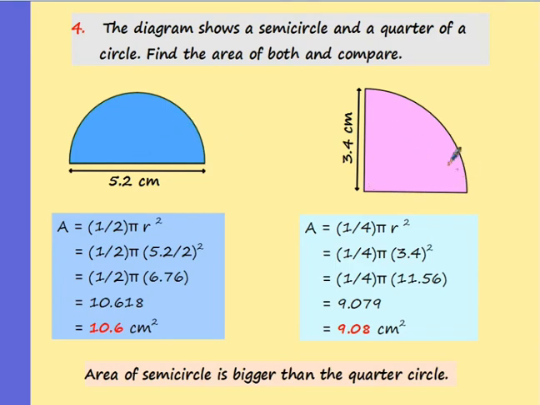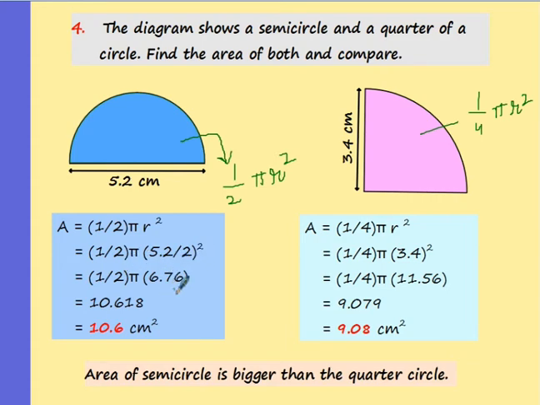They are asking, can you just guess which is bigger in area? We cannot guess it, we have to find which is bigger in area. So let us find the area of the semicircle, which will be half pi r square, half of a circle, and this will be 1/4 of pi r square. So half pi r square, you can find 5.2 upon 2, or 2.6 square is 7.76.